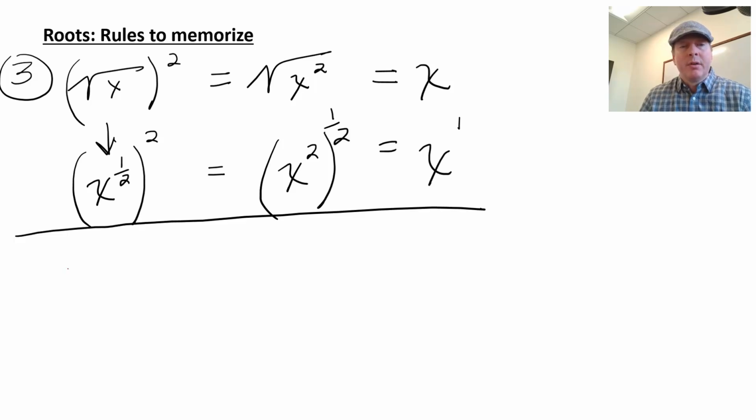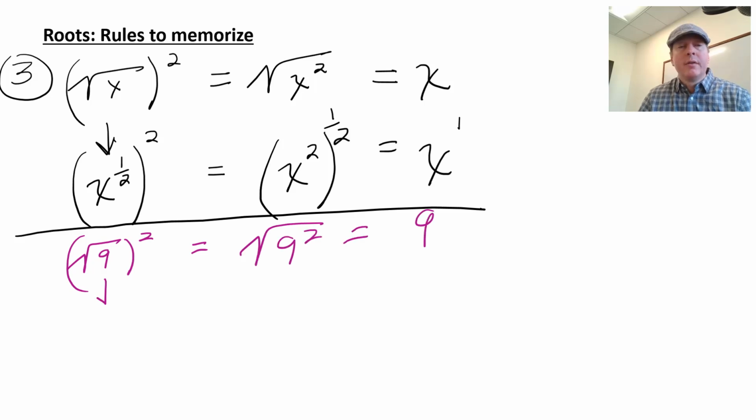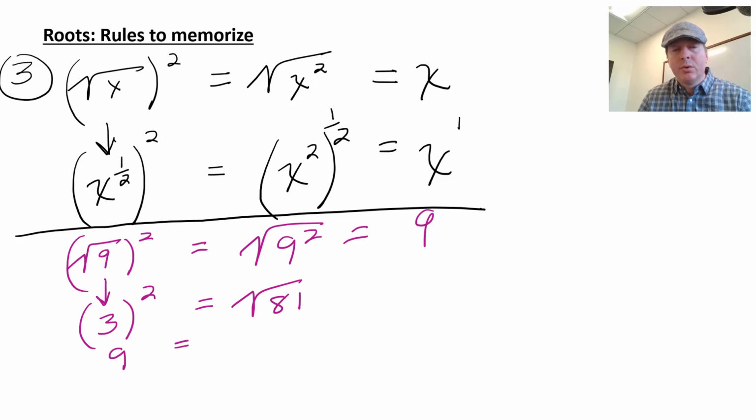Let's look at an example. The square root of 9, squared, is equal to the square root of 9 squared. It's equal to 9. The square root of 9 is 3. 3 squared is 9, and the square root of 9 squared is the square root of 81, which is 9. 9 is equal to 9, so it all works out.